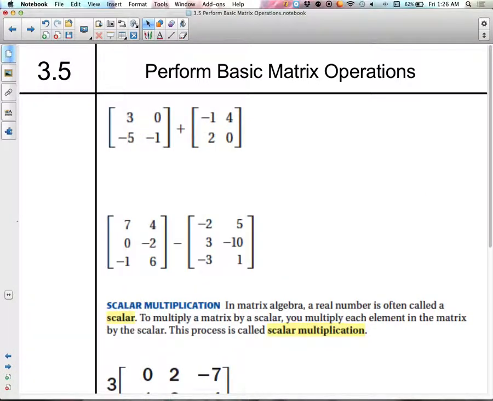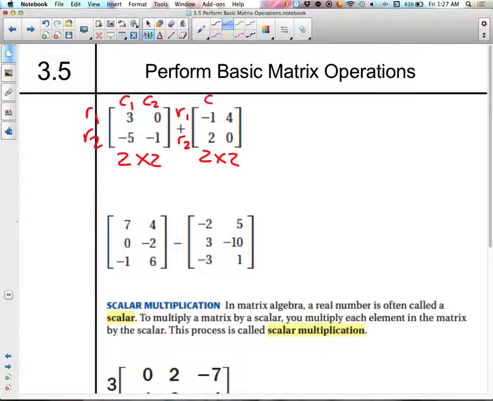All right, let's add these two together. First, you need to check the dimensions. We've got a 2 by 2, 2 by 2, row 1, row 2, column 1, column 2. Make sure you understand where the rows and columns are. That's going to be helpful when we start to multiply matrices, which will be another lesson. But these two have the same dimensions. We will add them together.